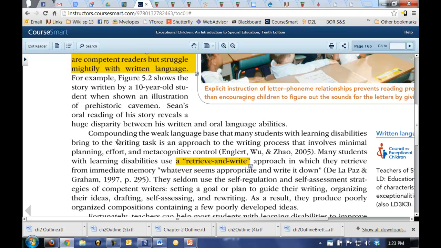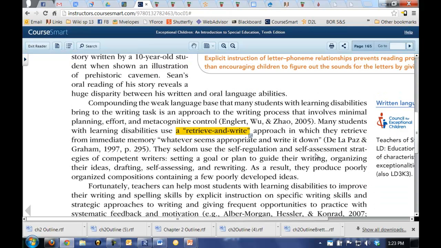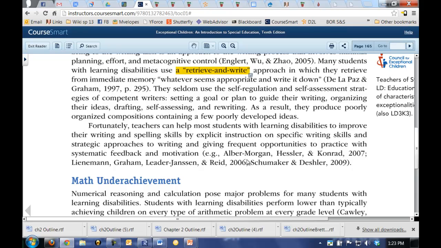All right. Compounding the weak language base that many students with learning disabilities bring to the writing task is an approach to the writing process that involves minimal planning effort and metacognition effort. Many students with learning disabilities use a retrieve and write approach, in which they retrieve from immediate memory whatever seems appropriate and write it down. They seldom use the self-regulation and self-assessment strategies of competent writers, setting a goal or plan to guide their writing, organizing ideas, self-editing and rewriting. As a result, they produce poorly organized compositions. Fortunately, teachers are able to help them.